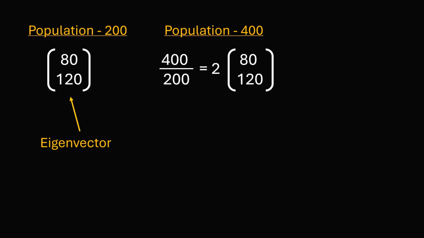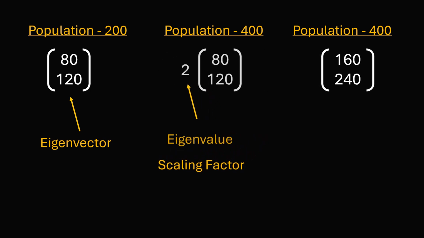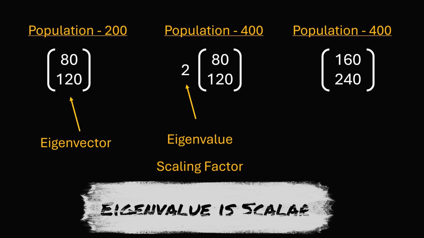Multiply the eigenvector with 2 and I get a new eigenvector with 160 healthy and 240 infected people for a population of 400. So this basically is an eigenvector. The eigenvector doubled in magnitude because the population doubled from 200 to 400. So this 2 is the scaling factor because it scales the eigenvector in magnitude. And this scaling factor is also called eigenvalue. It is called eigenvalue because it increases or decreases the magnitude of the eigenvector. An eigenvalue is a scalar entity, unlike the eigenvector, which is a vector with both magnitude and direction. And the reason it is a scalar entity is because it only changes the magnitude of the eigenvector.